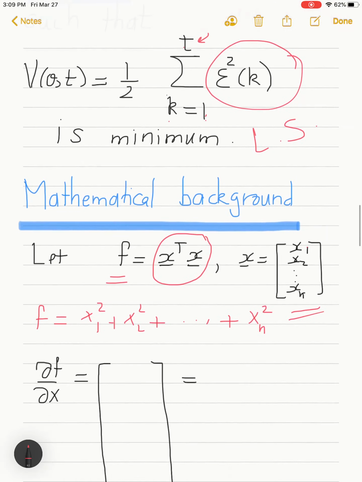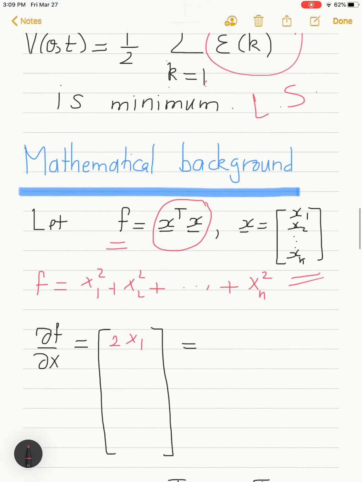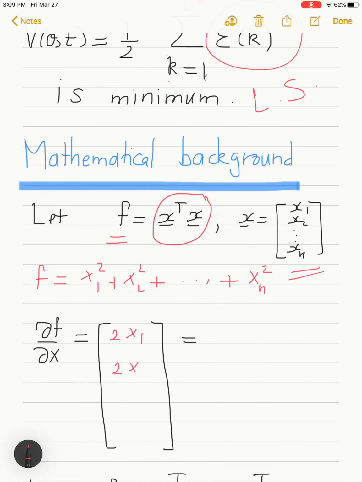So if I differentiate that with respect to x1, that gives me 2x1. This is the gradient, of course. Then 2x2, and so on, up to 2xn. Eventually, I get 2 times the vector x. So the differentiation of x transpose times x would be 2 times the vector x.